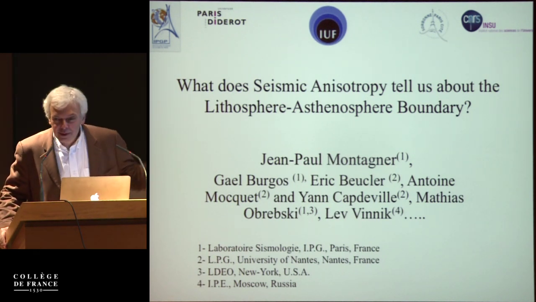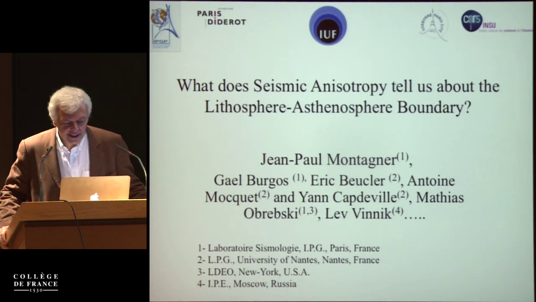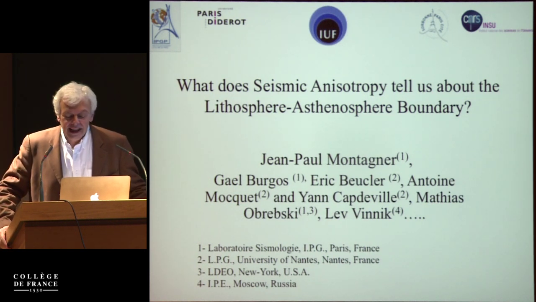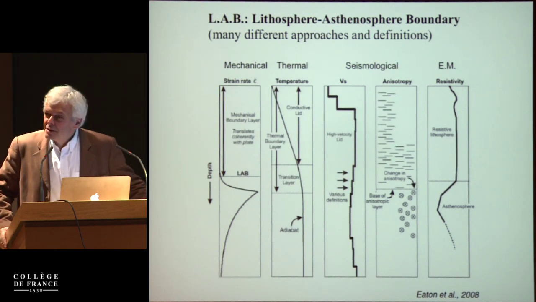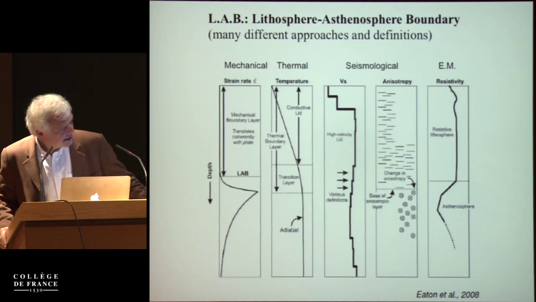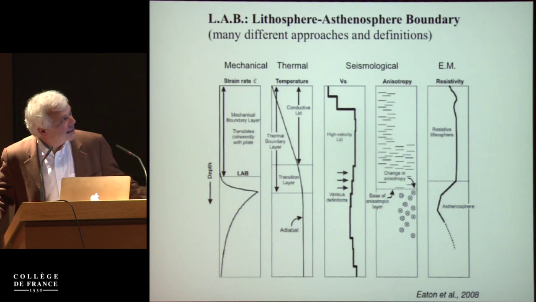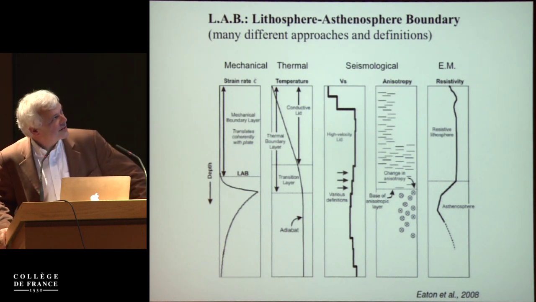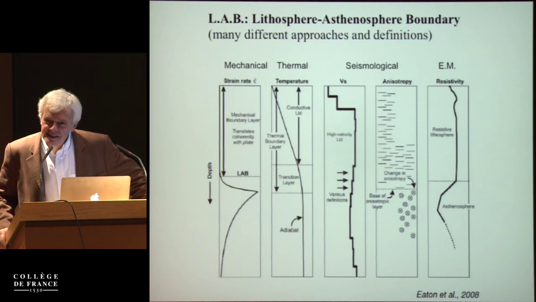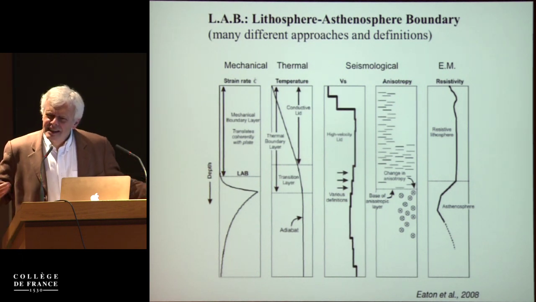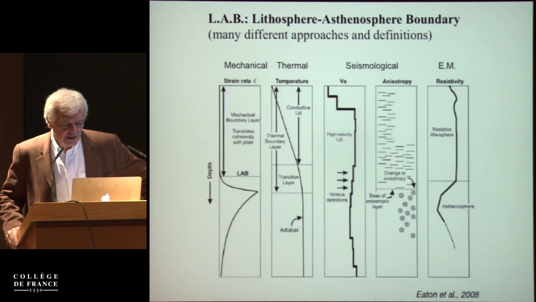I will try to show you what we can say about the LAB, the lithosphere-asthenosphere boundary, by using anisotropy. I will start with this review figure by Eaton. He showed that this concept, the lithosphere-asthenosphere boundary, is quite elusive, and we have different ways to investigate this boundary by using different kinds of geophysical parameters.